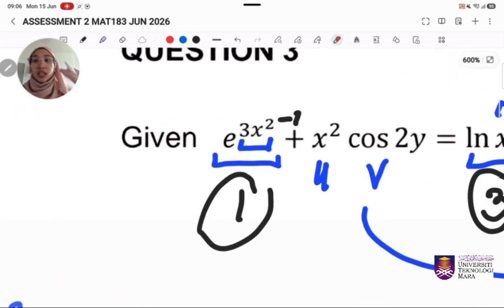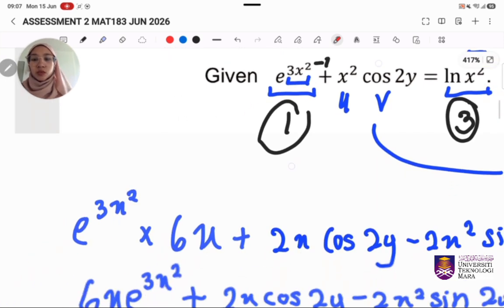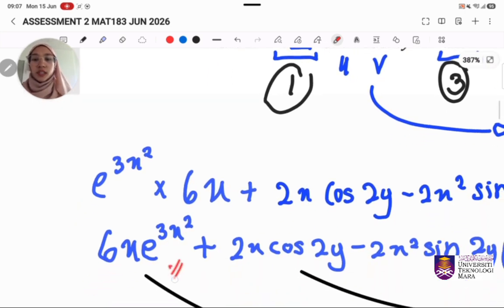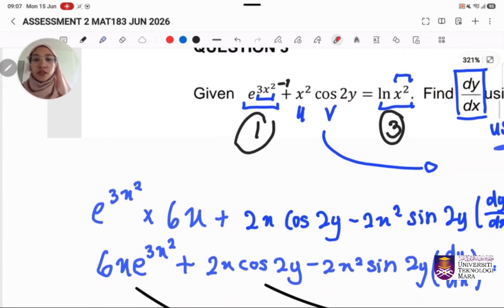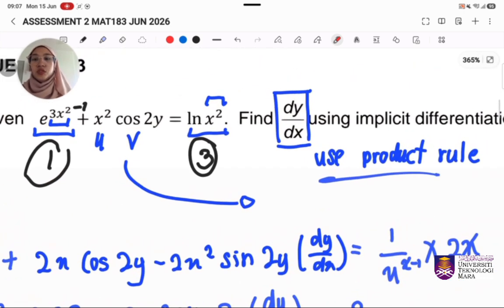We can use the chain method here, so first function and second function. We already differentiated the exponent, so now we differentiate this one. We can differentiate like usual: 2 times 3 becomes 6, and x to the power of 2 minus 1 becomes x to the power of 1, but the power of 1 we don't write. So the final answer for differentiating the first equation is 6x e to the power of 3x squared. So that's settled for the first equation. Now we move on to the second equation.